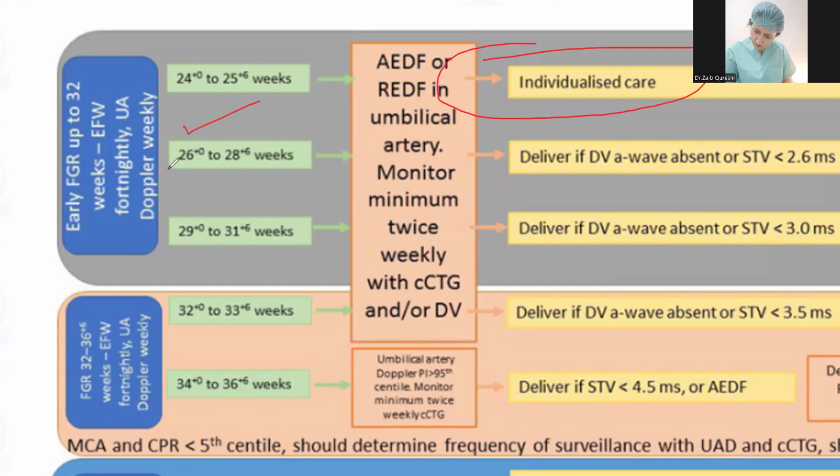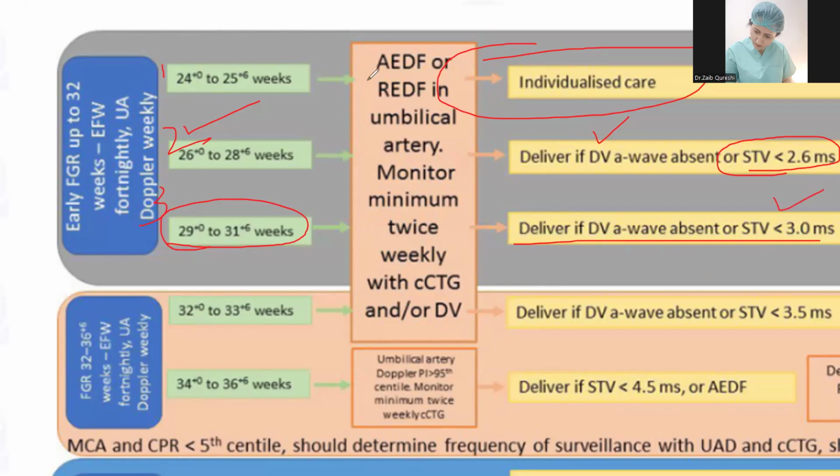Then 26 to 28 plus 6 weeks, we will deliver them if ductus venosus artery is absent or STV is less than 2.6 milliseconds. Then the third set of women is 29 to 31 plus 6 weeks. We will deliver if it is absent or STV analysis is less than 3 milliseconds.